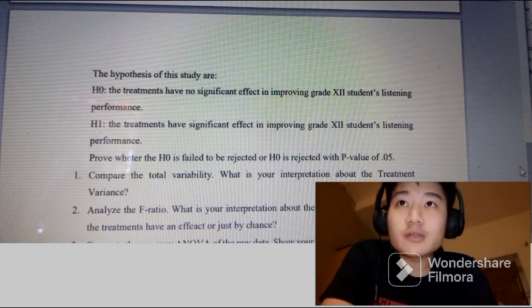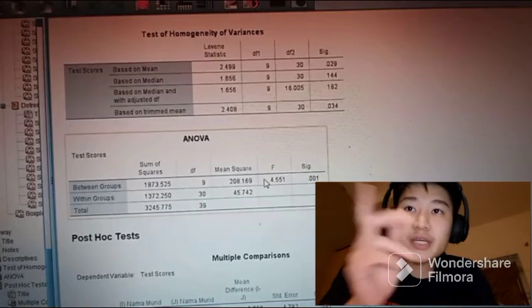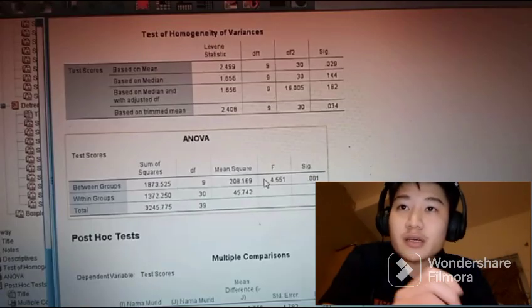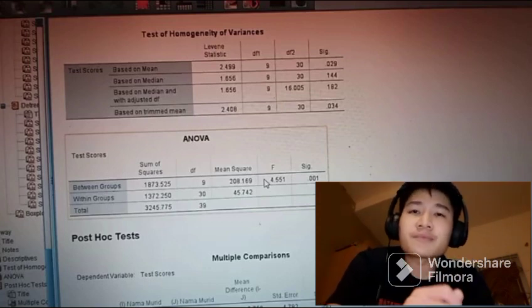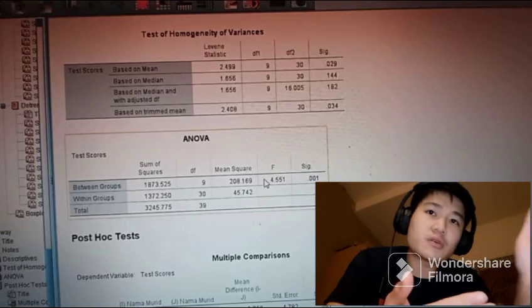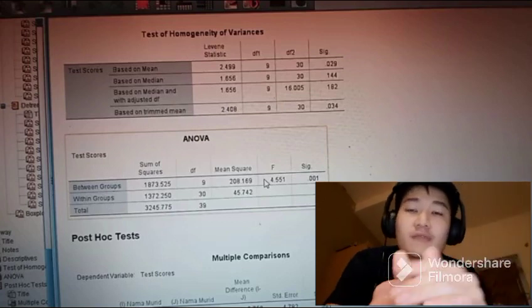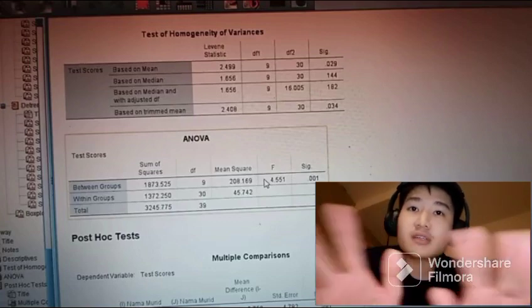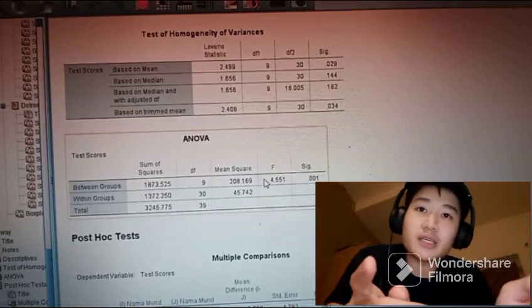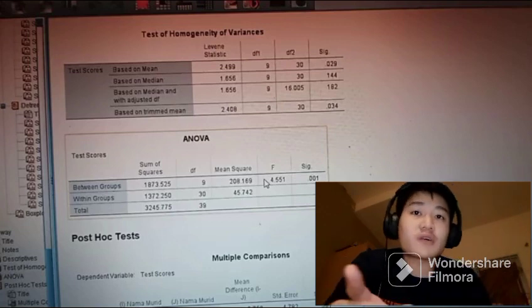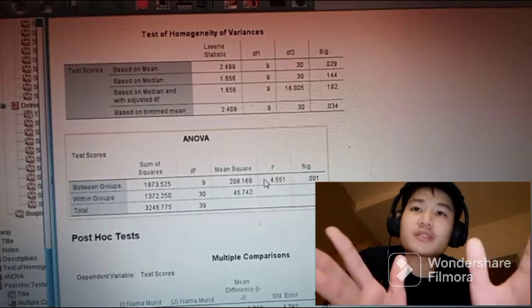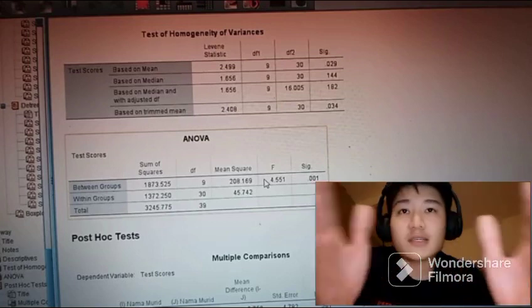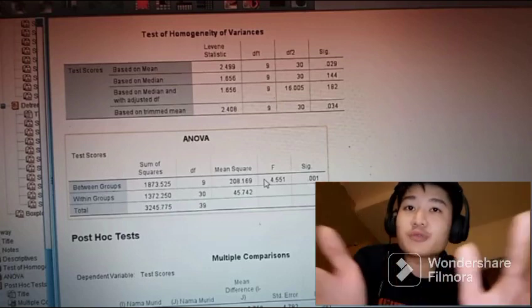Next one is concluding about this. So the test score based on mean, and that based on median. It shows the significance is 0.029, which is below 5% or 0.05, which means the data is not homogeneous. It's not the same. Meanwhile, based on the median, it is above 0.05. So that means the data is homogeneous. Otherwise, it means it is the same in distribution.